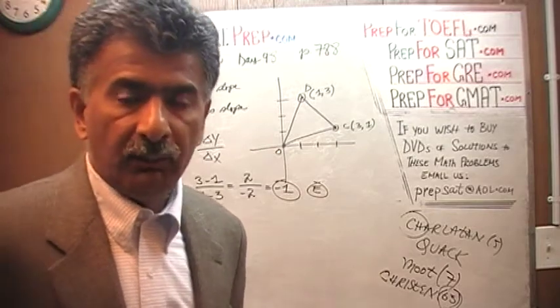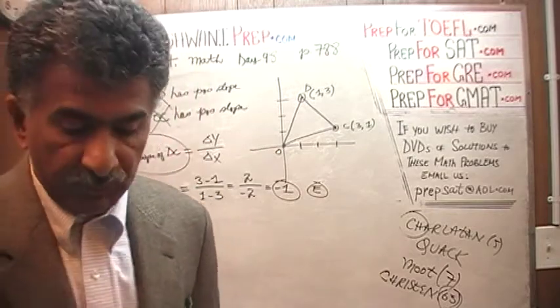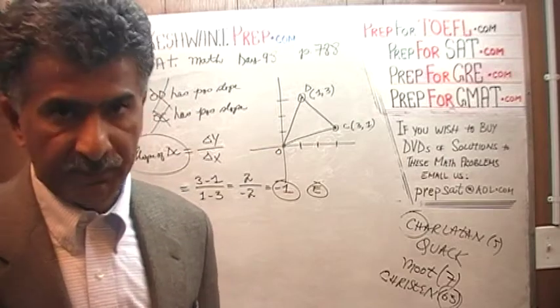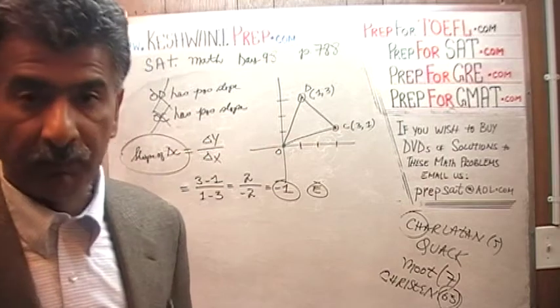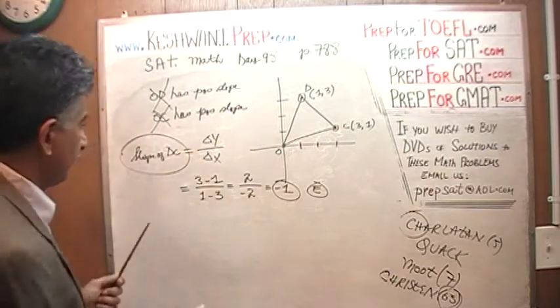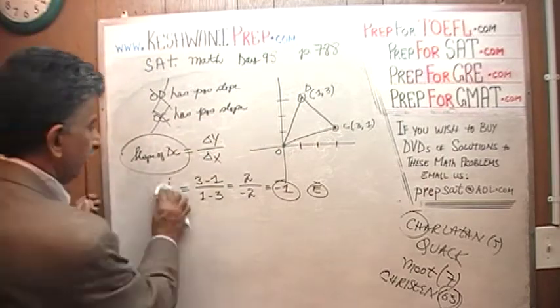What I'm going to do now is purely for learning purposes. We're going to figure out what's going on with the bottom triangle, even though we already found the answer. So let's do the bottom triangle now. We're done. The answer is E.